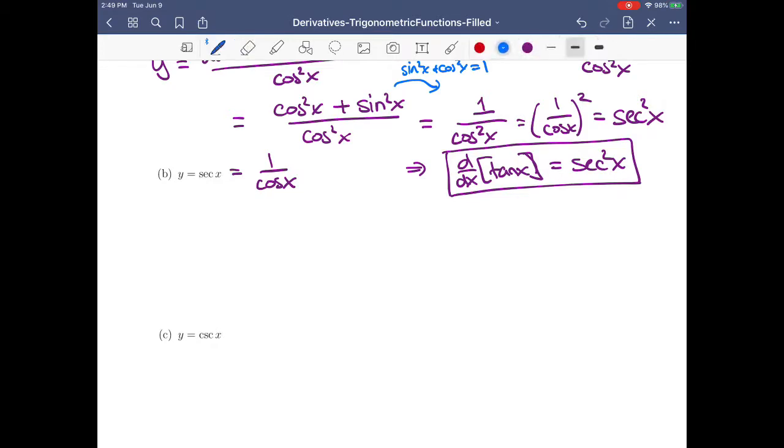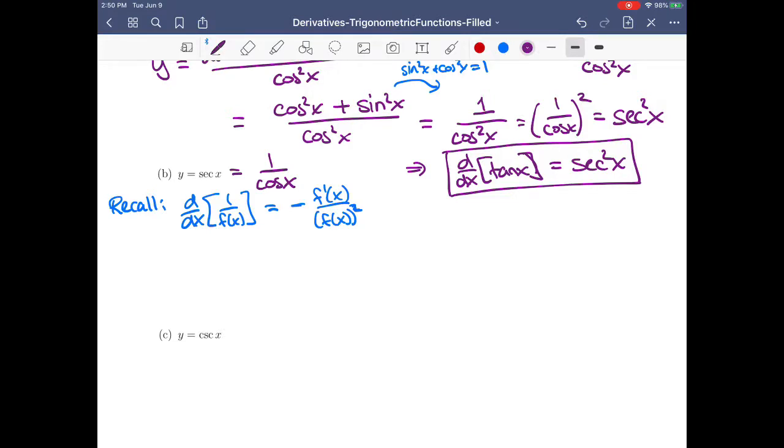So recall, if you want the derivative of 1 over some function of x, then it's actually negative f prime of x over f of x all squared. We proved that rule using the quotient rule in that section. But again, you could just use the quotient rule.